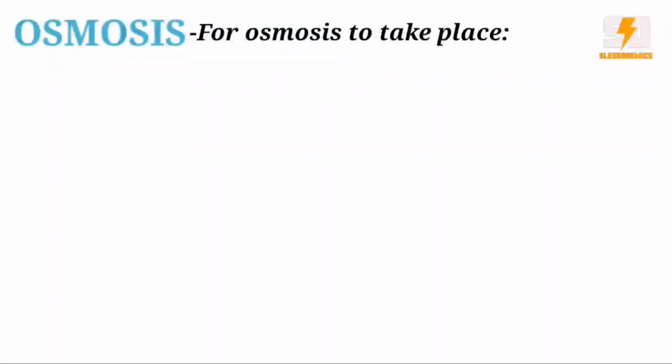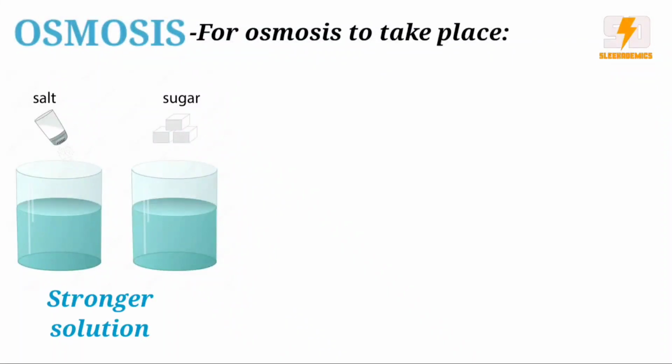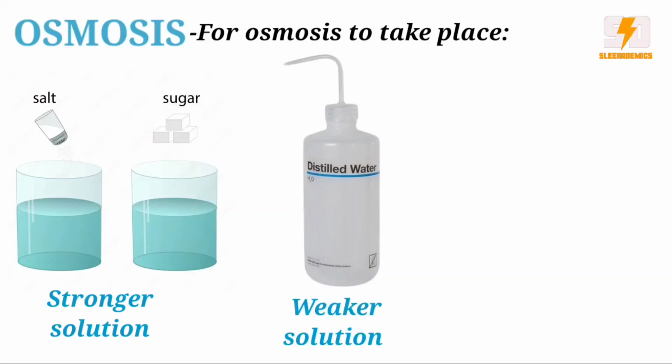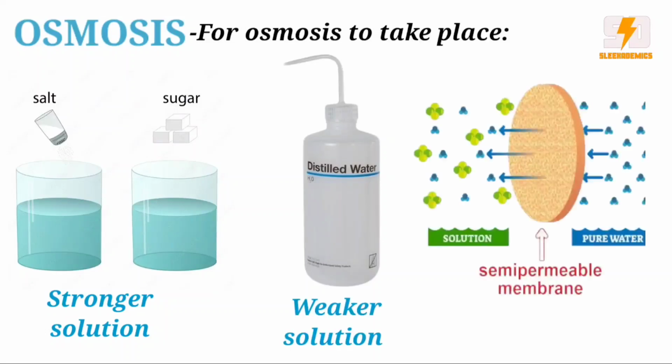Now, let's take a look at some conditions necessary for osmosis to take place. First, there must be the presence of a stronger solution, such as a sugar or salt solution. Secondly, presence of a weaker solution, such as distilled water. And finally, the presence of a semi-permeable membrane. Always have in mind that for osmosis, there must be the presence of a semi-permeable membrane.